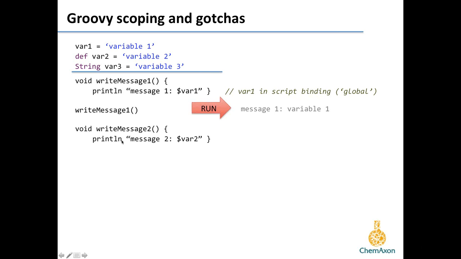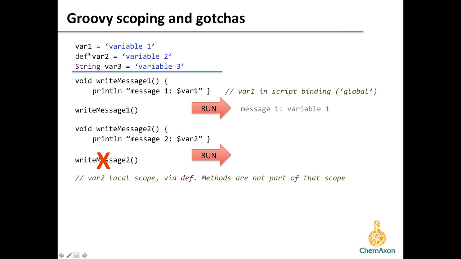However, if we were going to make a class that had write message 2, and it's attempting to call var2, which was defined in a local scope elsewhere, so we tried to call write message 2, this is not going to work. That's because var2 has a local scope elsewhere via the def function. So the methods defined elsewhere are not part of that particular scope.